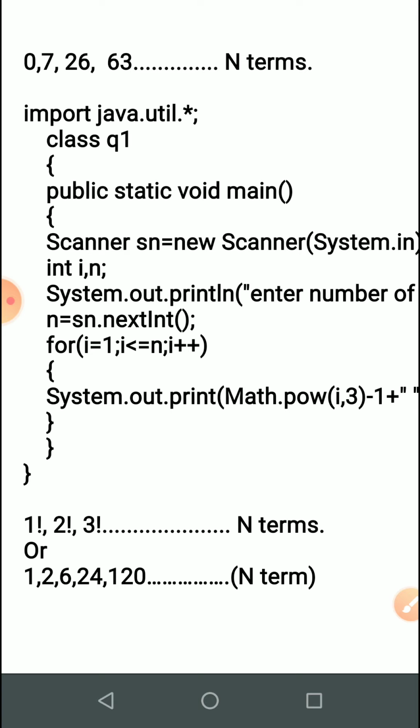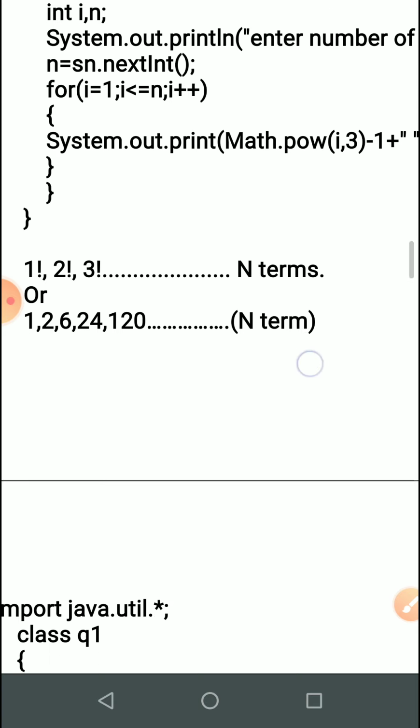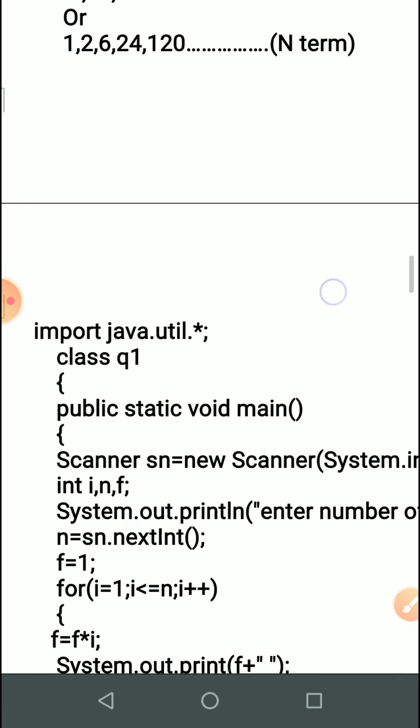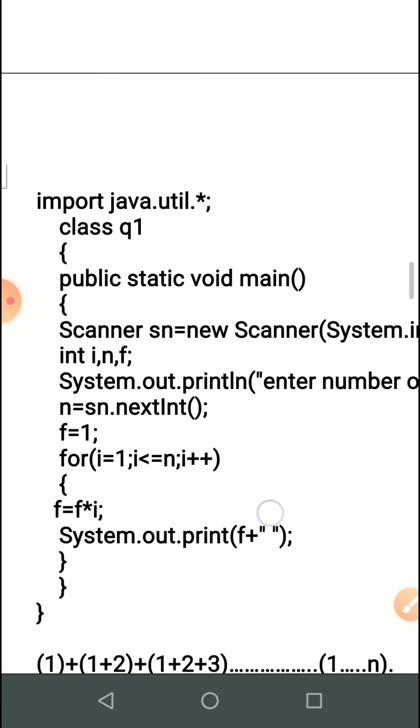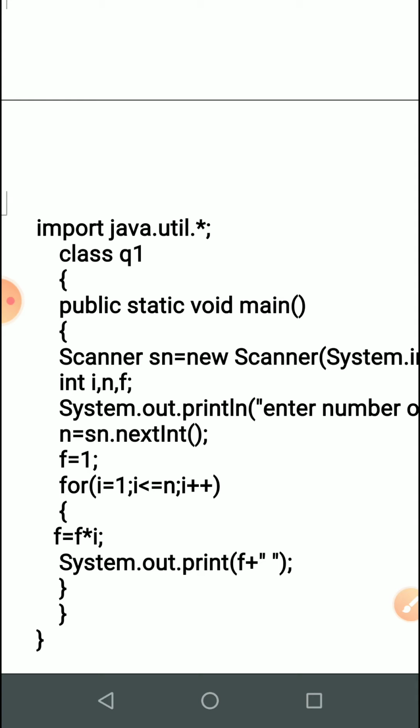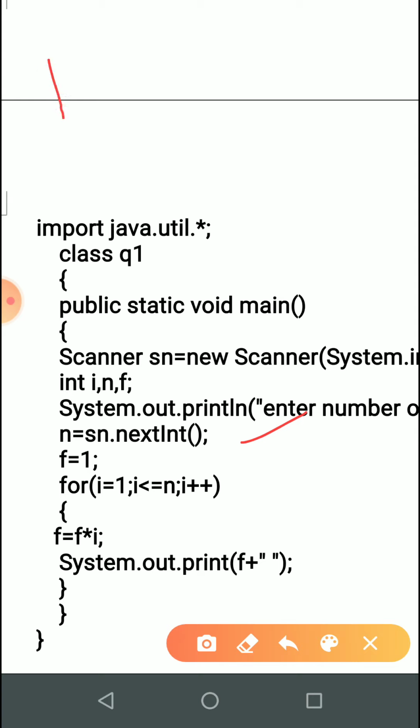Factorials are the product of natural numbers. So in this question we will find the factorials, the product of natural numbers, starting with 1. Number of terms is taken. So f is initially 1, and I is starting with 1.